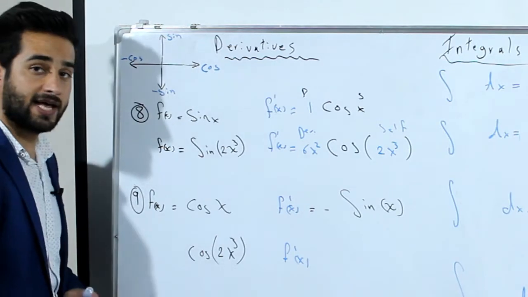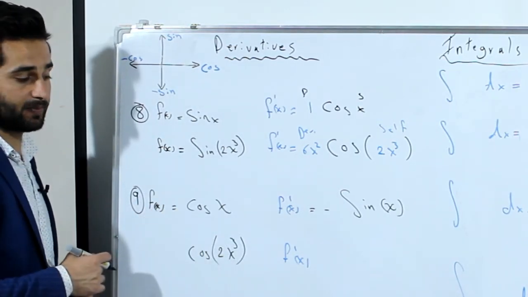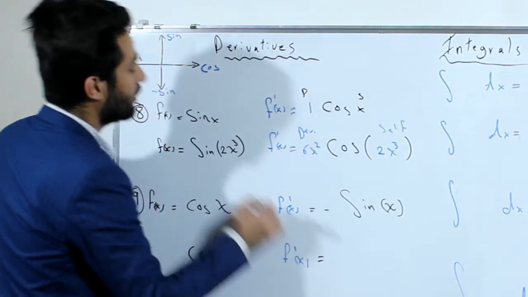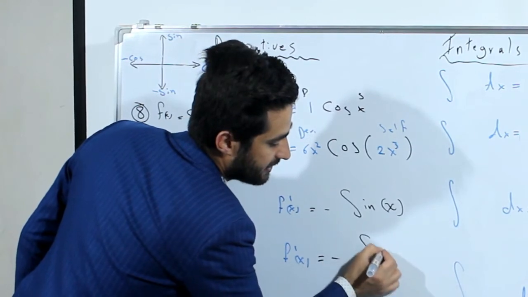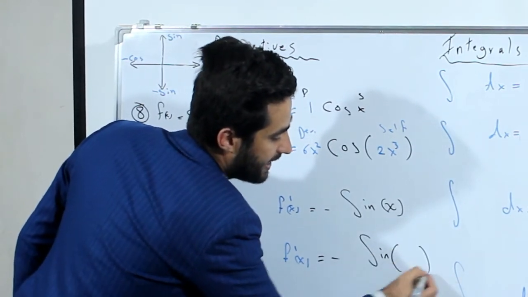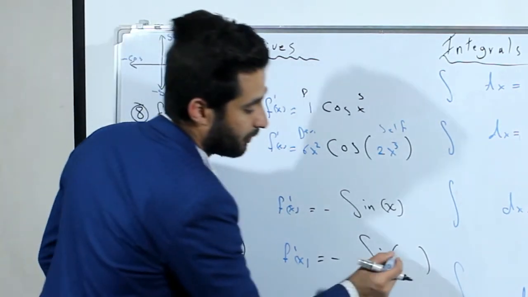Let's go to a hard question like this. Cosine of 2x to the power of 3. We know that the derivative of cosine is minus sine. So we have to write minus sine, itself, the angle itself, 2x to the power of 3.